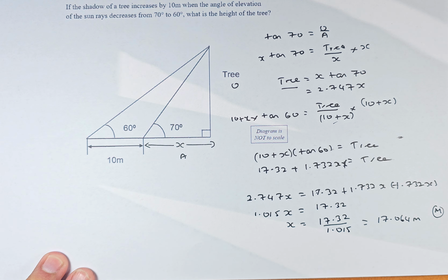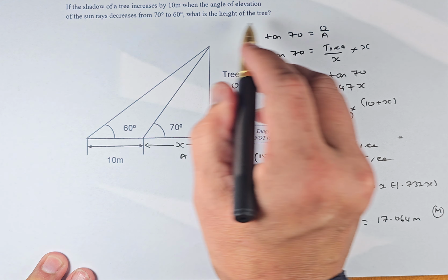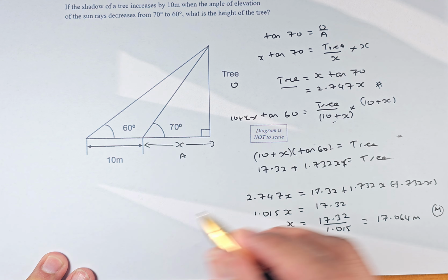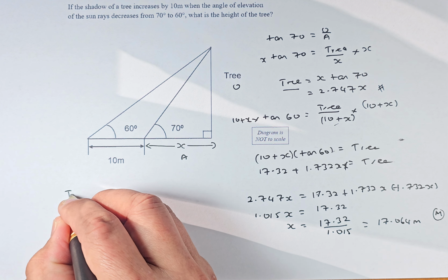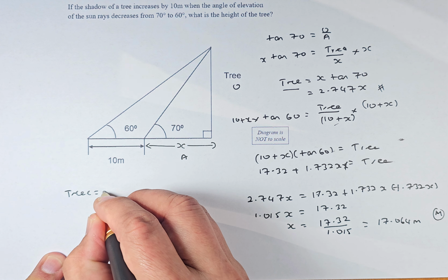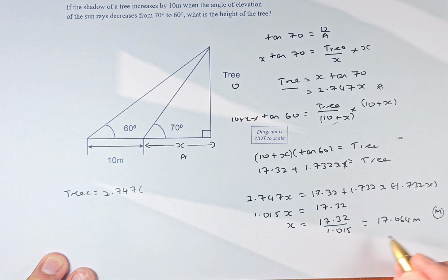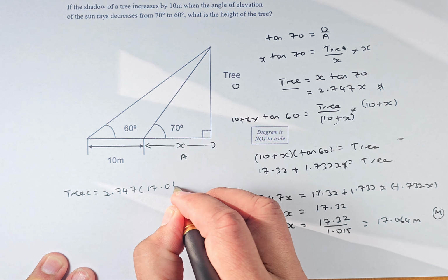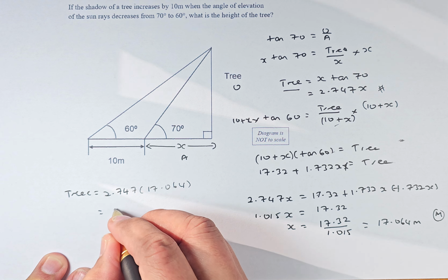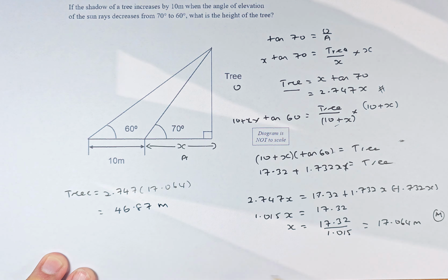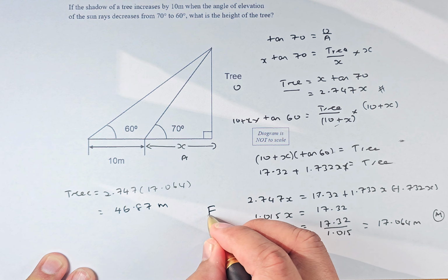To get the excellence part, you need to calculate the height of the tree. That's what they ask: what's the height of the tree? So you know one of the equations is this. The height of the tree is going to be 2.747x, and in this case x is 17.064. Put it in a calculator and the answer is 46.87 meters, and if you can do the whole thing, that will be an excellence.